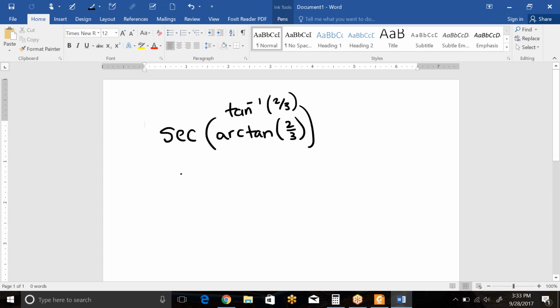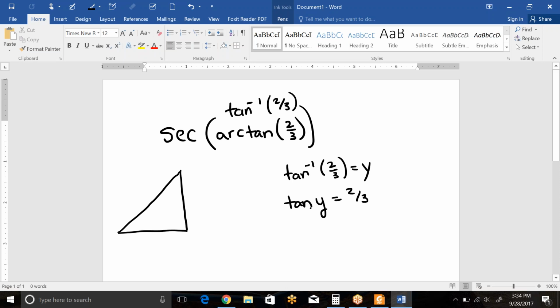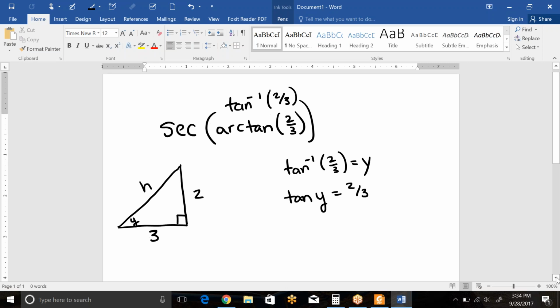When we think about it, that tangent is actually giving us some information about a triangle. When you see tan inverse of 2/3, imagine that being equal to the angle y. We can rewrite this as tan of y equals 2/3. So this is really just an angle y, and these are the ratios of the sides of the triangle. 2 is going to be your opposite, and 3 is going to be your adjacent. That means we're solving for the hypotenuse. If we can figure that out, then we can find the secant of what they ask.